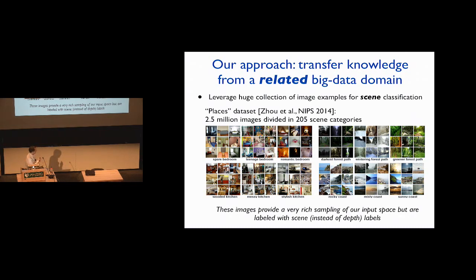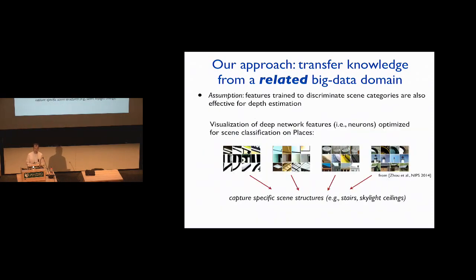So even just by looking at these images, you can tell that this could be used, indeed, to learn the structure of the input space for our regression problem. And that's precisely what we do. We are not only using these images, but we are actually using visual features and models trained on these images. And the assumption is that, although the features have been trained to discriminate these 205 classes, we believe that they're also useful for depth prediction. And here is the reason why.